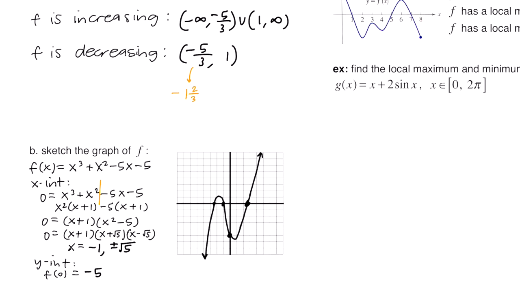So I just want to look right here. If you go to negative 1 and 2/3, that's where the graph kind of switches. So from negative 1 and 2/3 to positive 1, the graph is decreasing. And again, if we go back to right here, from negative infinity all the way to negative 5/3, or negative 1 and 2/3, the graph is increasing. All right, so there's our graph.